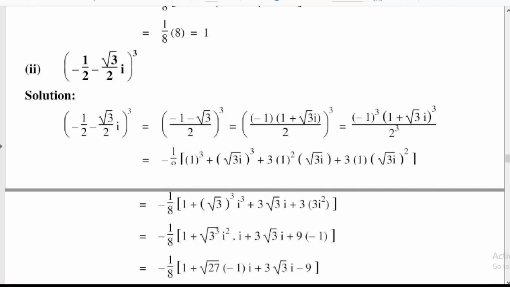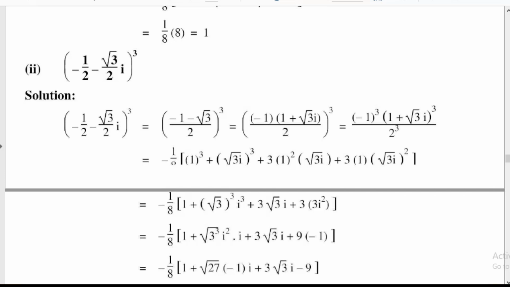(√3) whole cube can also be written in the form of 3√3. So i cube can also be written in the form of i square into i, plus 3√3 i, plus 3 times 9 i square, where i square is equal to -1. So -1 divided by 8 into 1 plus 3 cube is equal to 27.